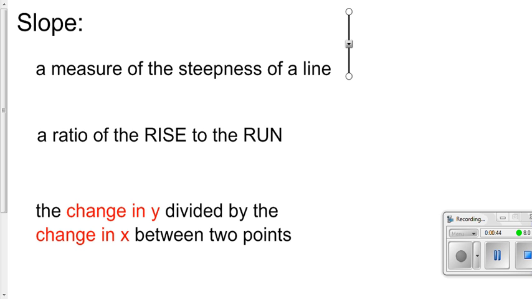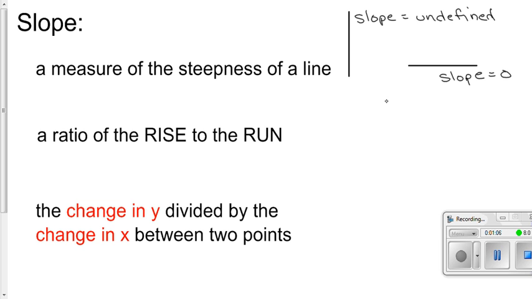So I'm going to put a couple different examples up here to look at. We've got our vertical line. This one has a slope that is undefined. It is too steep to measure. We've got our horizontal line. This one has a slope equal to 0. It has absolutely no steepness at all.